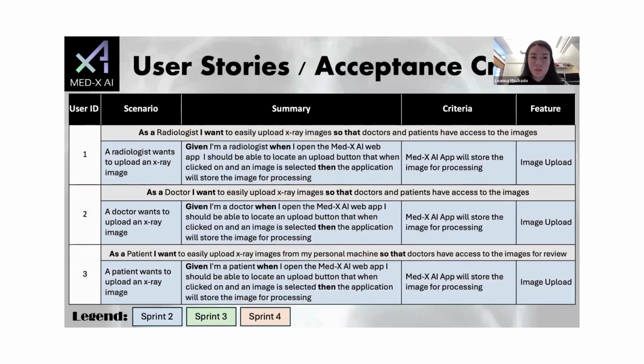Based on each user story, we described the acceptance criteria, which represents the conditions that must be satisfied for the user story or feature to be accepted. This was done using the structure of being given a precondition, when something happens, and then there is a result.